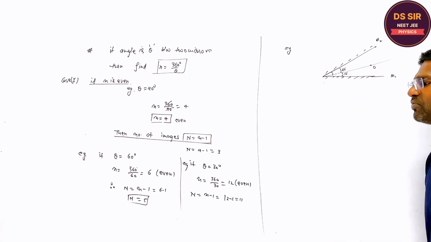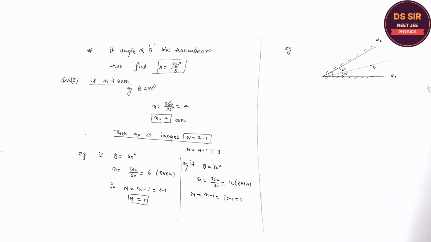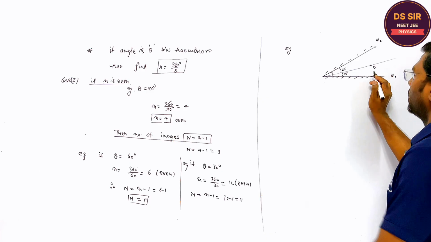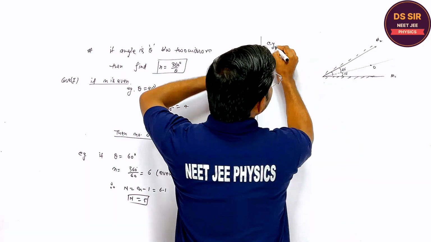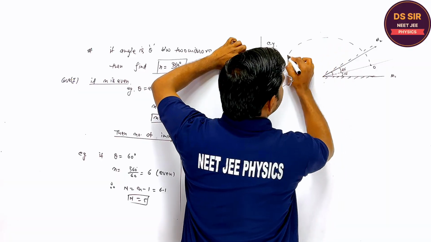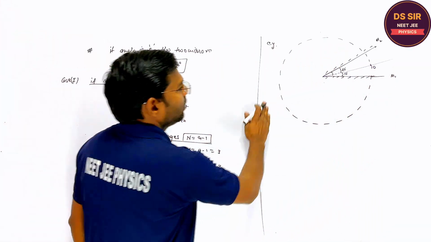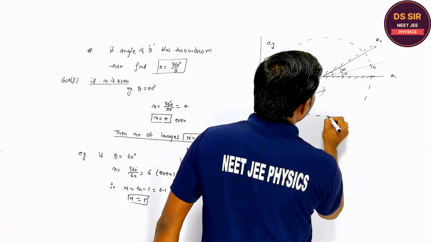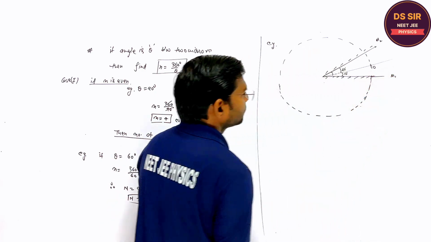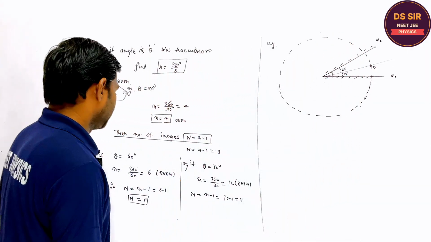Tell me, how many images will form? The angle between the two mirrors is 30 degree. The number of images is 11. So where the images are formed, I am going to explain. Listen, the very important thing: all the images will be formed on this circle, as we did in the case of 90 degree. All the images will be formed on this circle. This is the first thing. Here I1, I2, I3, I4, I5, like this.